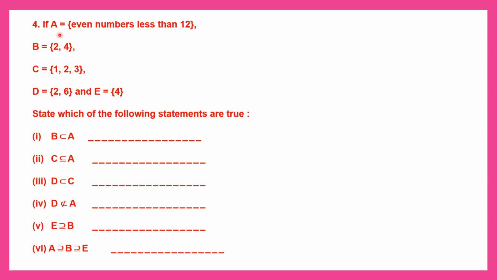Question 4. Here we've been given 1, 2, 3, 4, 5 sets. Set A, set B, set C, set D and set E. And we've been told what the elements are. Now we have to say which of these are true or false. So let's see the elements. Set A, even numbers less than 12. So let's write down all the even numbers less than 12. 2, 4, 6, 8 and 10. These are the even numbers less than 12.